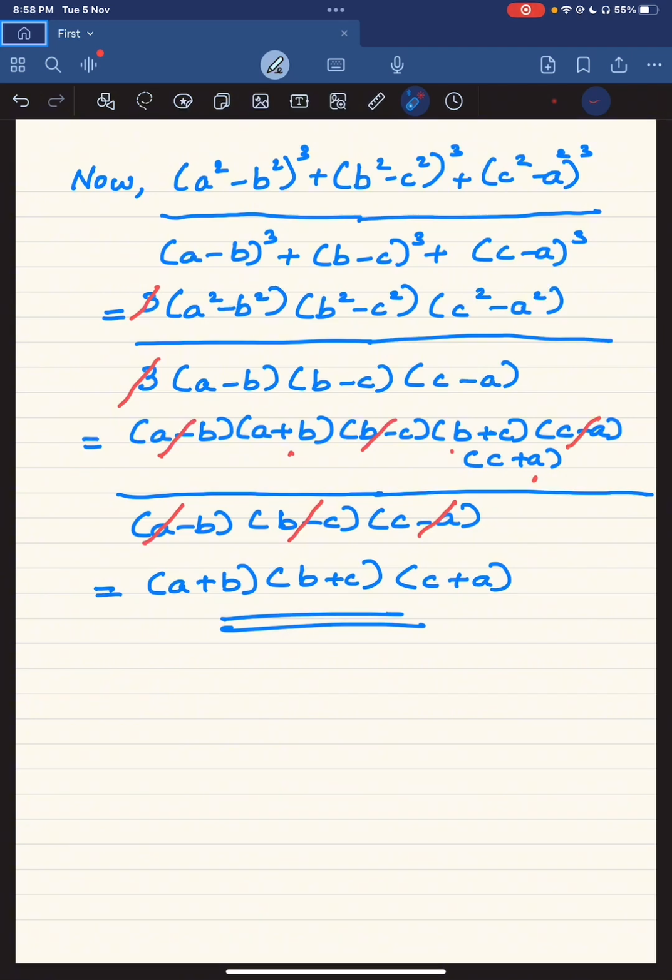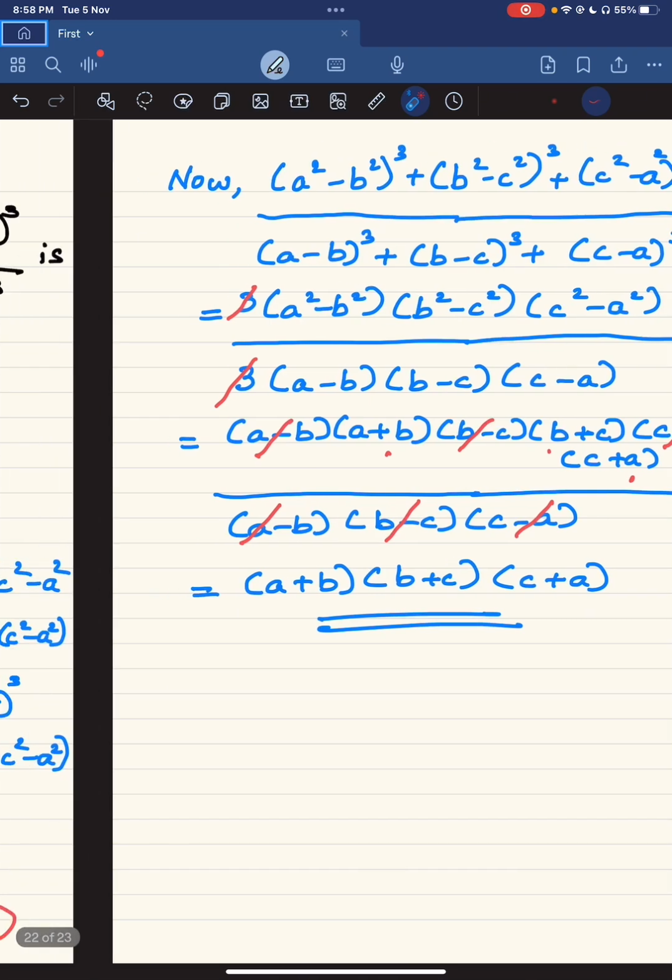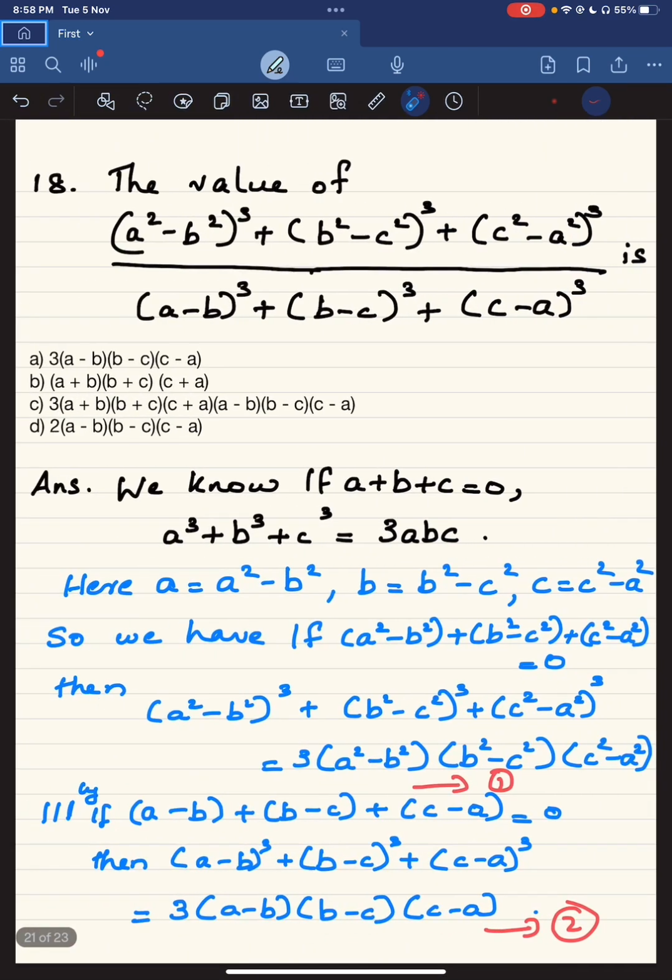Algebra type questions are very easy, but we have to be very careful while doing them. We have to choose the correct identity like that. So what is the answer? (a plus b) into (b plus c) into (c plus a). Okay, this is the answer.